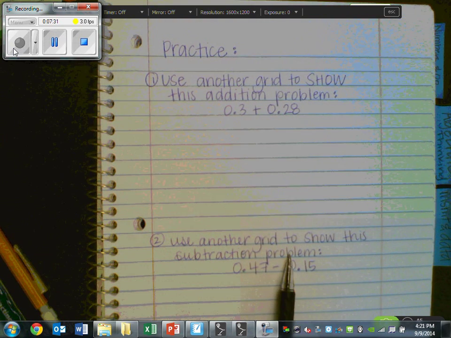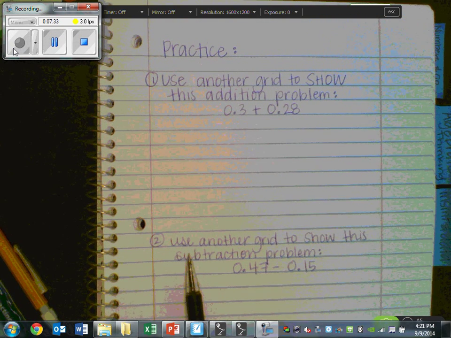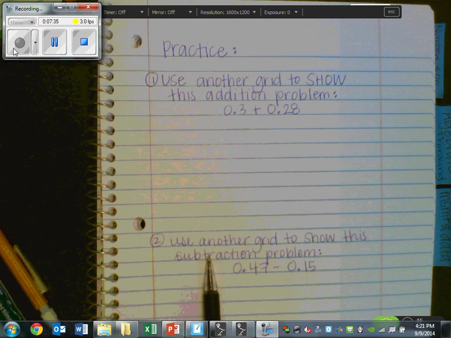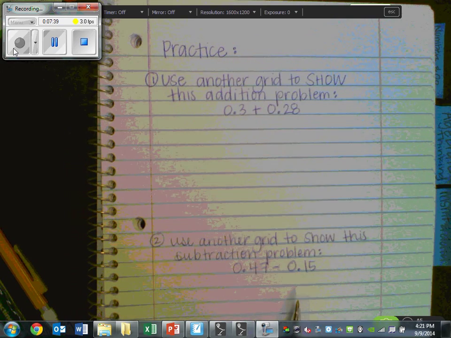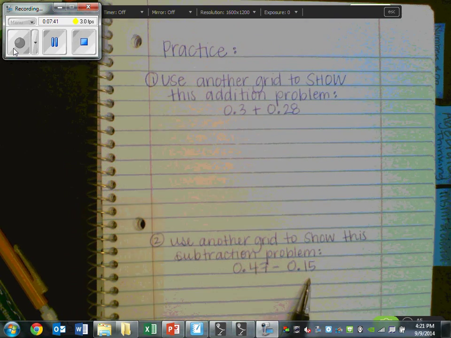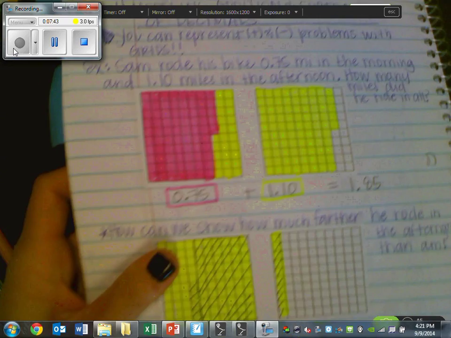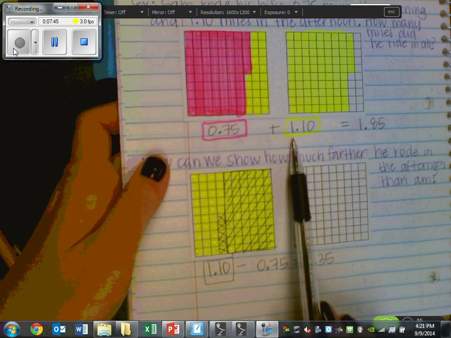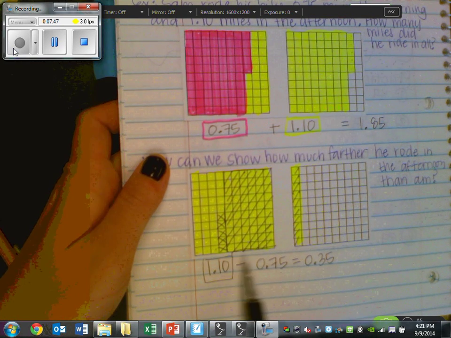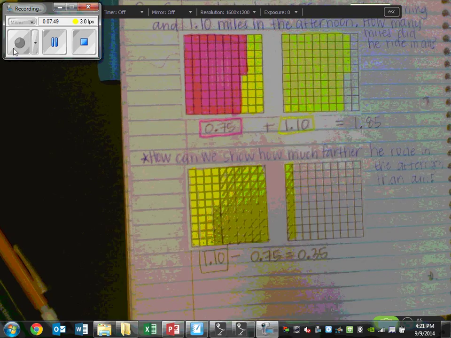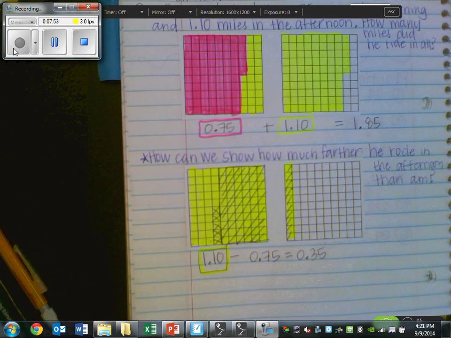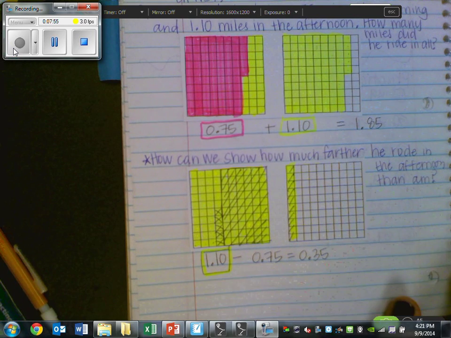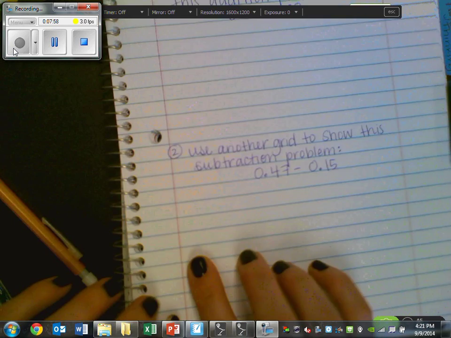And do the same thing down here to show a subtraction problem. So copy this down. Use another grid to show this subtraction problem. 47 hundredths minus 15 hundredths. Using the same strategies we used here. The two colors for adding, and then use one color to shade in for subtraction, and then cross off whatever amount you're taking away.